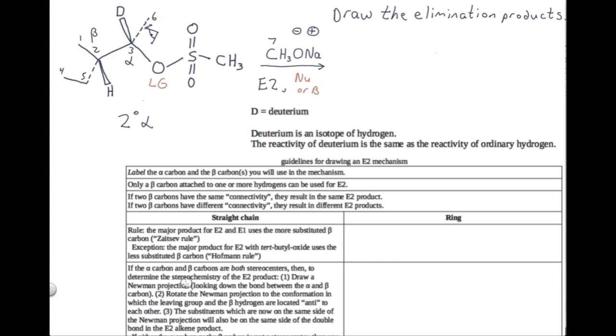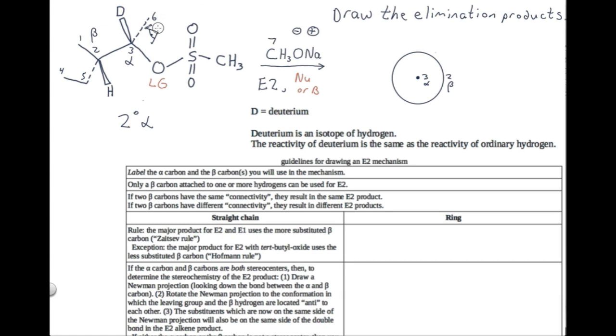The Newman projection should be drawn looking down the bond between the alpha and the beta carbon. So here's an eye that's looking down the bond between carbon 3 and carbon 2, the alpha and the beta carbon. We draw a dot and a circle. The dot represents the carbon closer to the eye, carbon 3, our alpha carbon. The circle represents the carbon further from the eye, carbon 2, our beta carbon. Remember to number and label those.